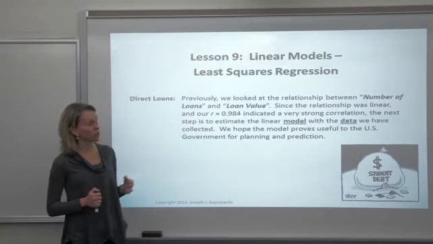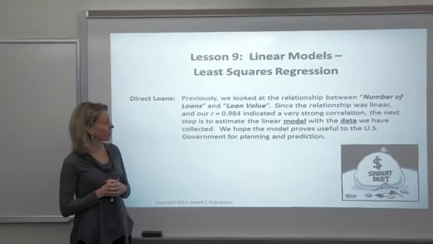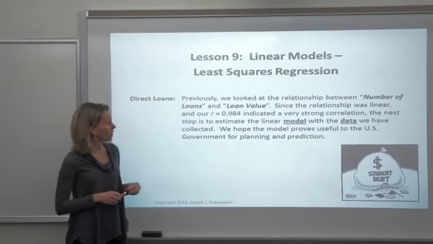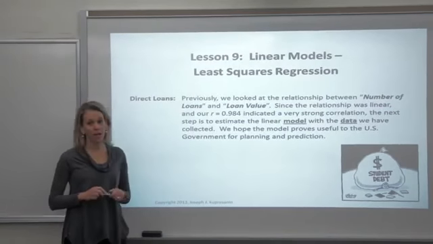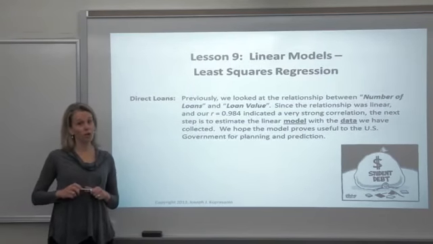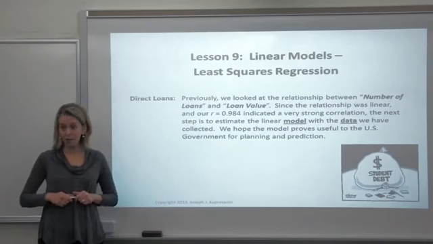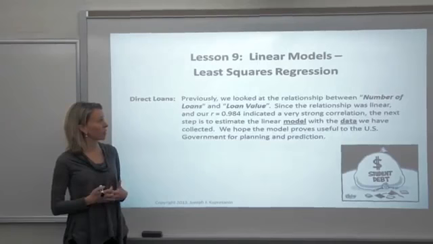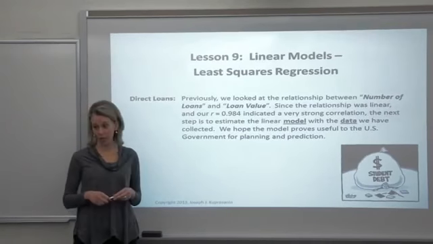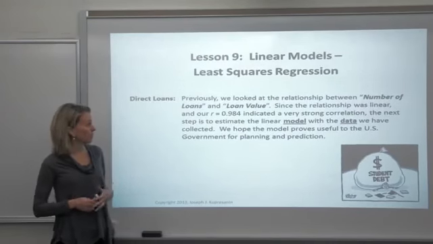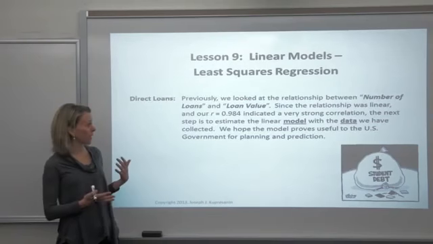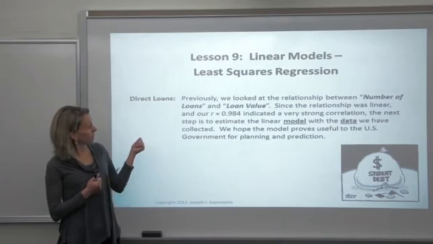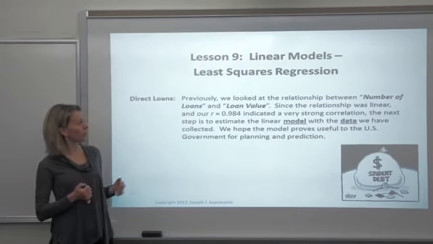Recently, you looked at the relationship between the number of loans and loan value. The relationship was linear when we looked at the scatter plot. The correlation coefficient of 0.984 indicated a very strong correlation. And so the next step is to estimate that relationship with a linear model based on the data that we've collected. And so we hope that this model will be useful for the U.S. government with planning and prediction for the loan value based on the number of loans.